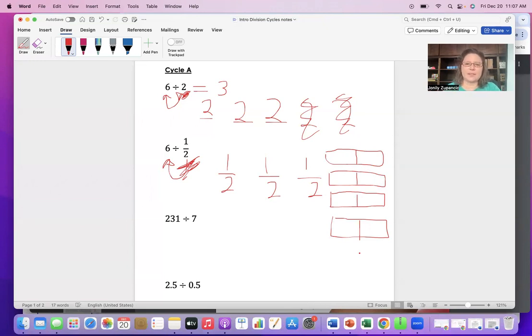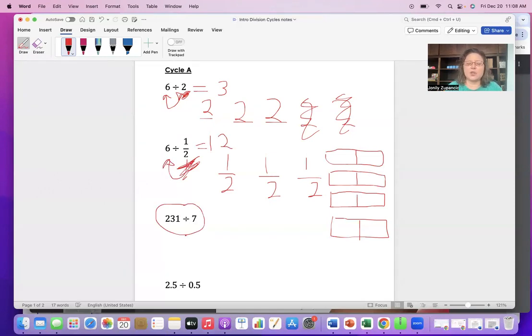How many times do I have to skip count by 1/2? It's going to take 12 skip counts by 1/2 to land on 6. So therefore, 6 divided by 1/2 is 12. The next problem in the cycle is extremely important, and this one is going to cause a lot of controversy.